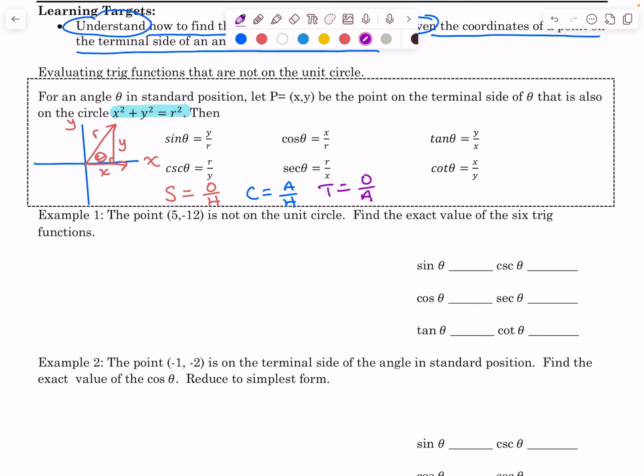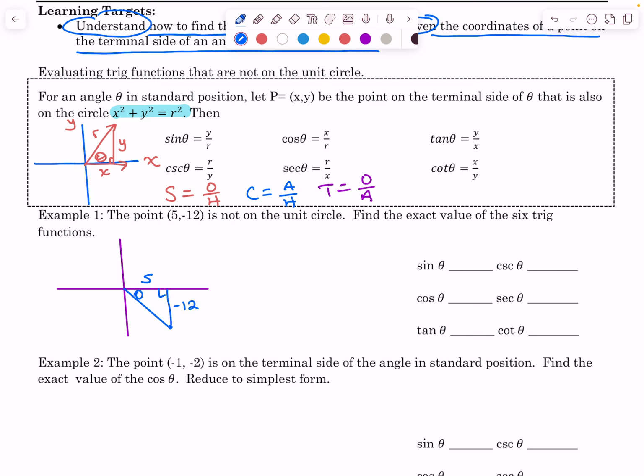And our first one says the point 5, -12 is not on the unit circle. Find the exact value of the 6 trig functions. We're always going to start by drawing the coordinate plane and plotting that point, just an estimation of that point. So since that point is at 5, -12, that means that it's somewhere down here in quadrant 4. And so again, we just kind of estimate where it is, and we're going to draw the terminal side of the angle there. And then we're always going to be drawing a perpendicular to the x-axis, and we can put our distances on there. So we have 5, we have -12, so we have our x and our y.